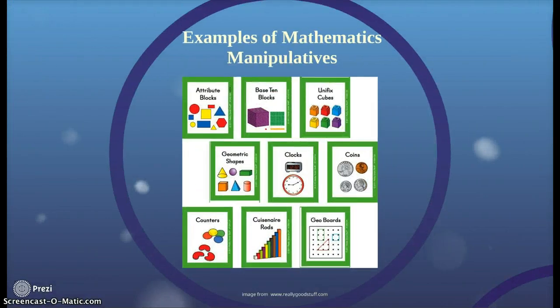It is important that a variety of manipulatives are used in classrooms. Children with learning disabilities can have difficulty generalizing their knowledge from one form to another. Therefore, an assortment of different manipulatives should be used when demonstrating a concept. Here are some examples of math manipulatives that can be used in your classrooms.